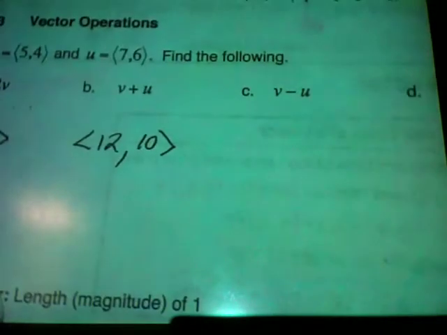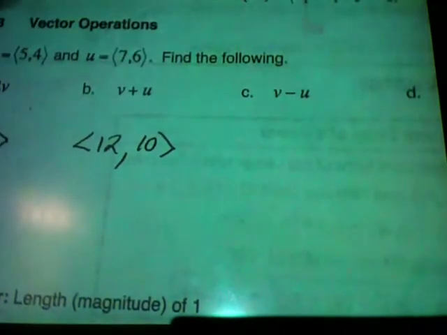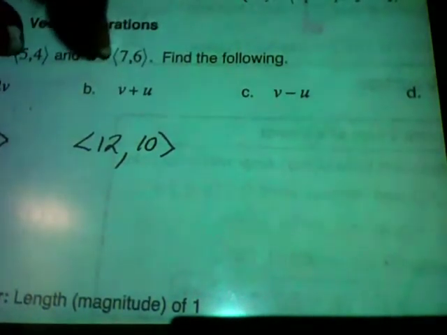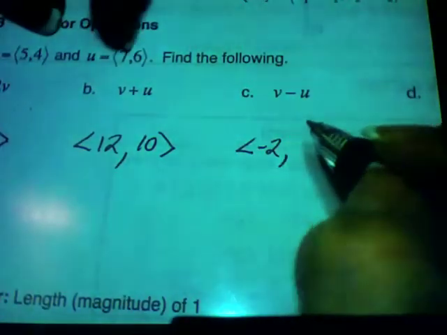Subtract. So take v and subtract u from it. Sometimes they'll do u minus v, so you have to pay attention to which one's coming first. So what's 5 minus 7? Yep. And then what's 4 minus 6? Negative 2.